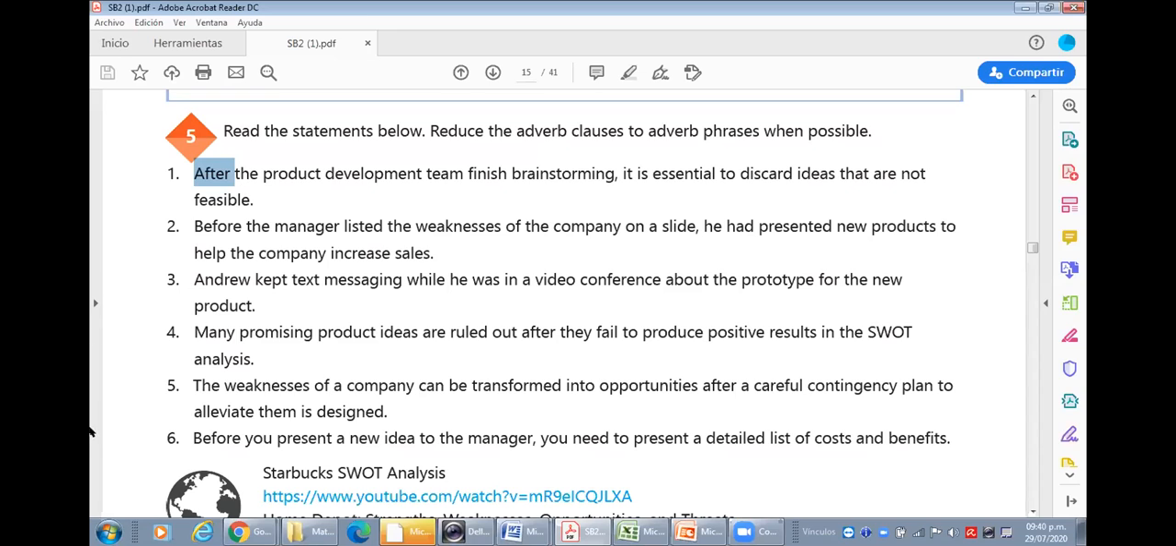Questions about vocabulary. What is the meaning of feasible? Feasible. Es factible. What is feasible? Feasible is factible. Is that clear?